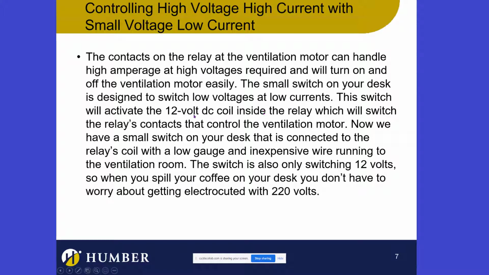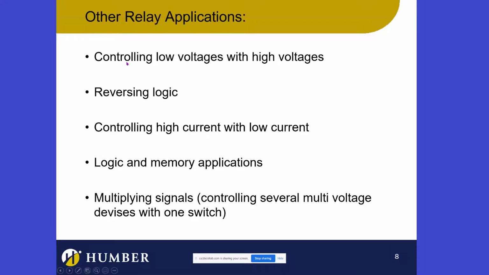Well, all I'm doing is running a 12-volt coil with a small switch, and that's just sitting on my desk. It's pretty awesome. So we can control high voltage with low voltage. We can reverse logic with them. And we can also control high current with low current, which we're kind of doing with that example with the switch on my desk, because the motor is running with high current and also high voltage. So I can use low voltage to control high voltage, and low current to control high current.